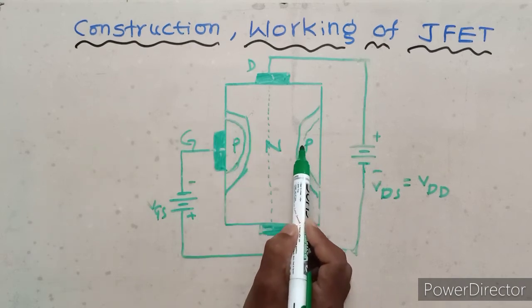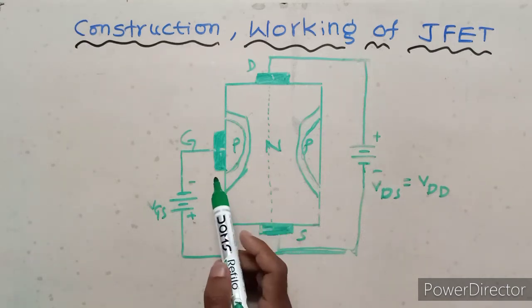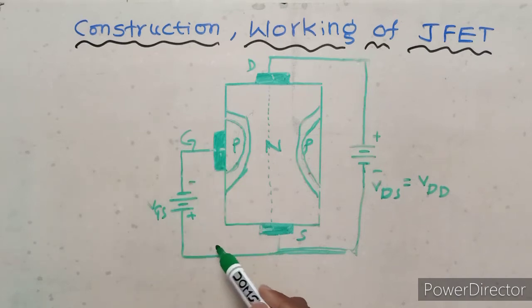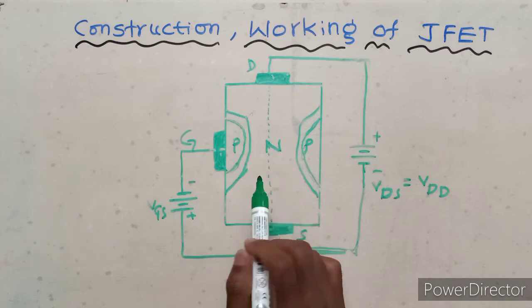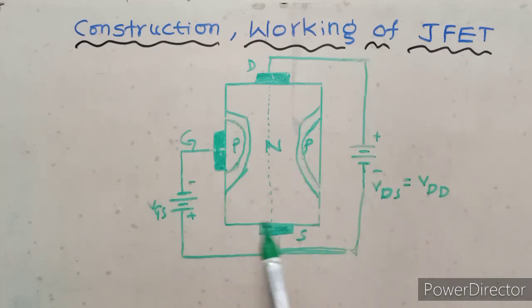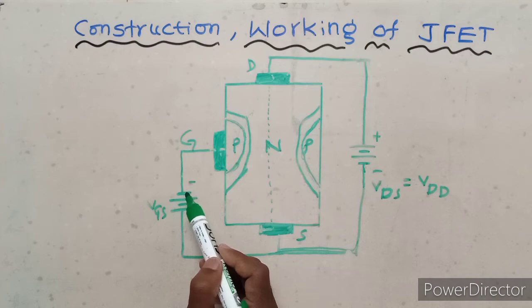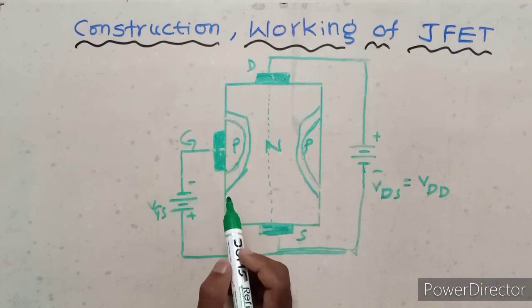Here also the depletion layer is formed. If the reverse current is very large, the two depletion regions meet. This is the positive terminal of the semiconductor, and the negative terminal of the battery are attracted.